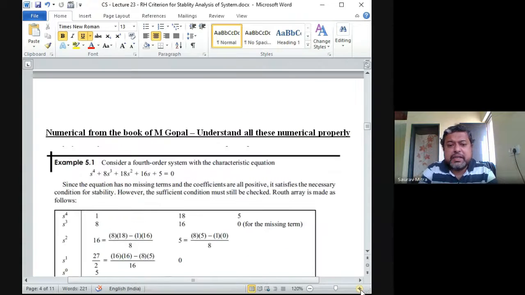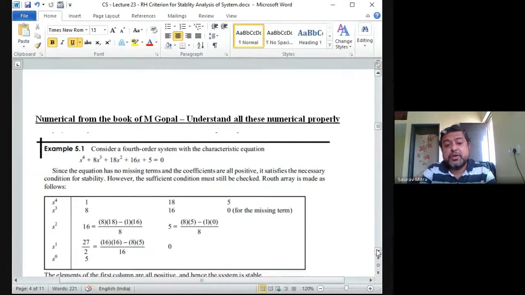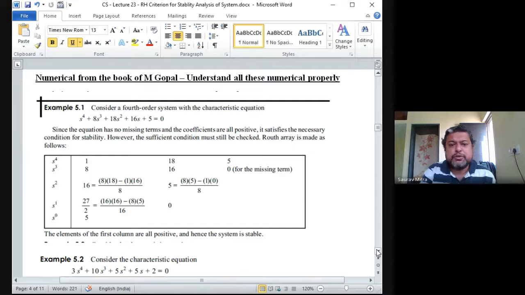So what should be given? Given to you will be the C(s)/R(s) characteristic equation, or denominator equation. One equation will be given to you, something like s^4 plus 8s^3 and so on. I guess my note is visible to you. What is given to us is the characteristic equation: s^4 plus 8s^3 plus 18s^2 plus 16s plus 5. This is there at the denominator of C(s)/R(s).